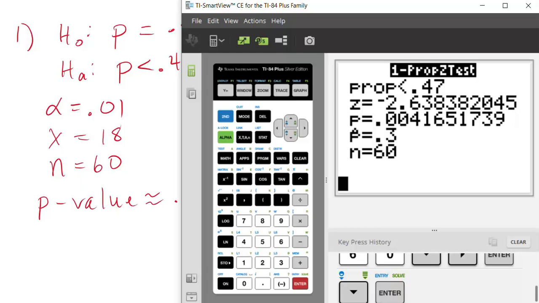You can see the little hat on top of that. That's that 30% that I mentioned. 30% of the sample was a success. And then underneath that you see the sample size. I guess you could use that to check to make sure that you typed in the correct value of n. But we really only needed the calculator for the p-value because that's what we're going to use to make our decision.